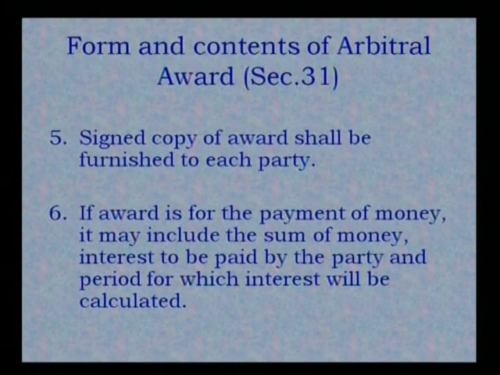The next provision of section 31 says that a copy signed by the arbitrator must be furnished to each party. And provision 6 of section 31 says, if the award is for the payment of money, it may include the sum of money, interest to be paid by the party, and the period for which interest will be calculated.